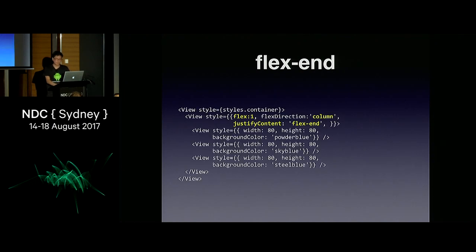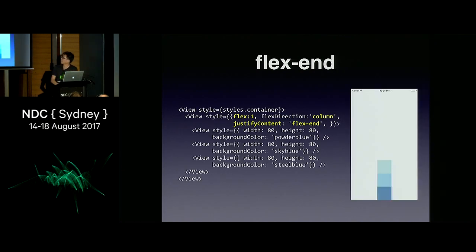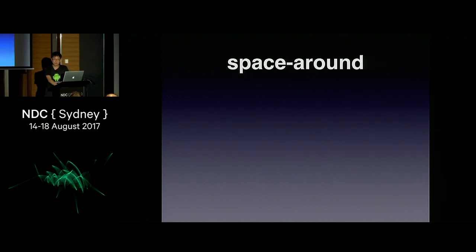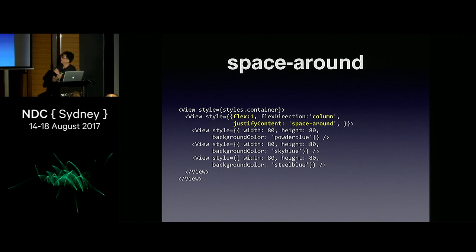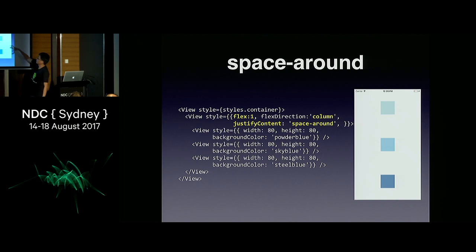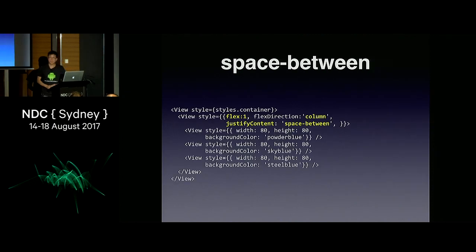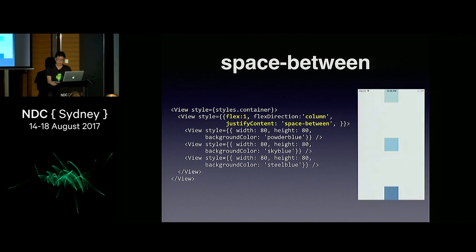Flex end, so position at the bottom. Space around. I can have this thing called space around, and in this case, it will distribute the spaces so that each item has the same amount of space between them. I can also specify space between, and this would specify that all these items are distributed by the same space in between them.